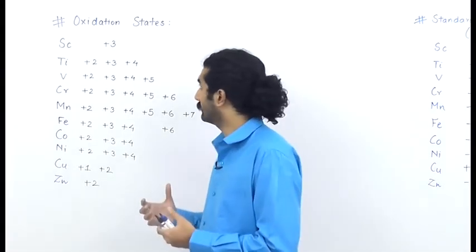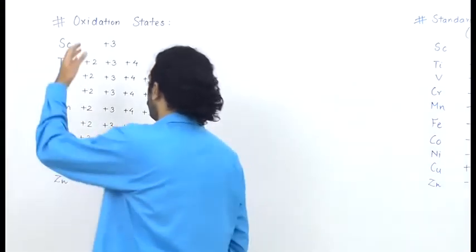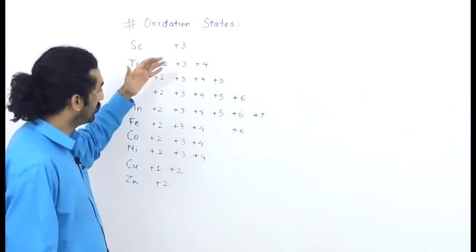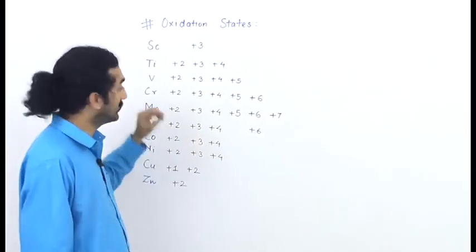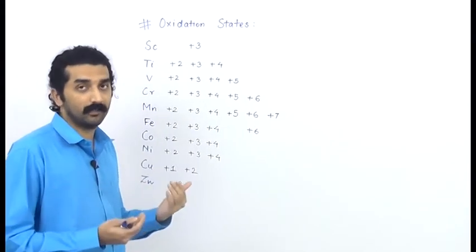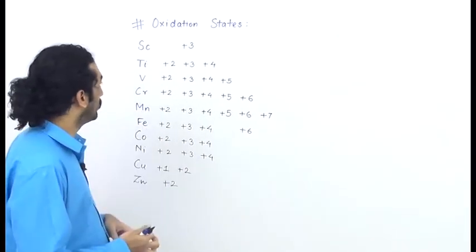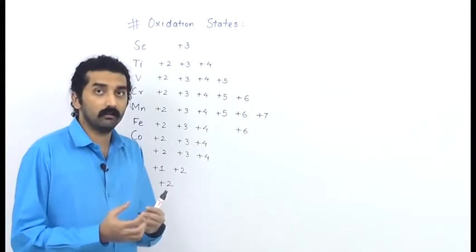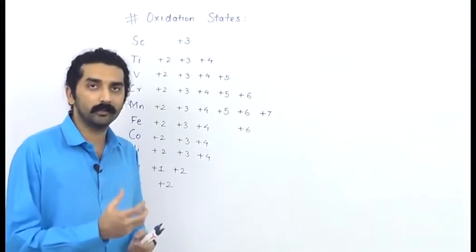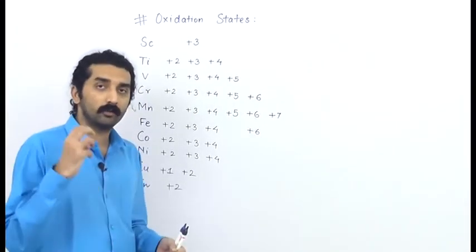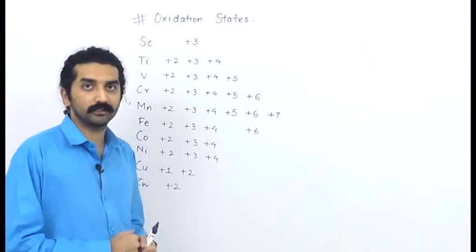As you can see on this side, all the elements of the 3d block have been written here, and the variable different oxidation states that each and every element takes when they react chemically and form compounds have been laid down. Now naturally all of these oxidation states occur, but not all are the dominant ones. Each and every element will have 1, 2 or 3 predominantly important oxidation states, right?